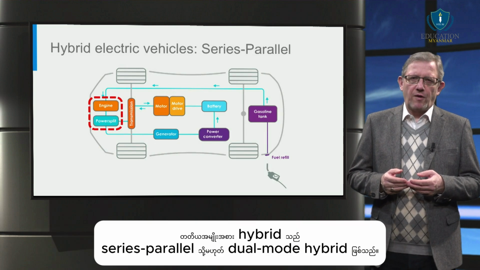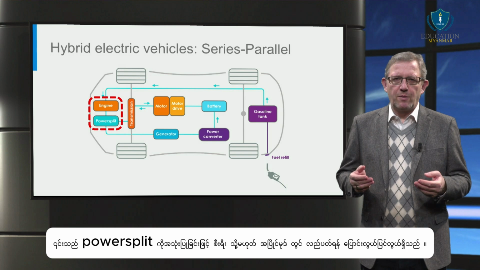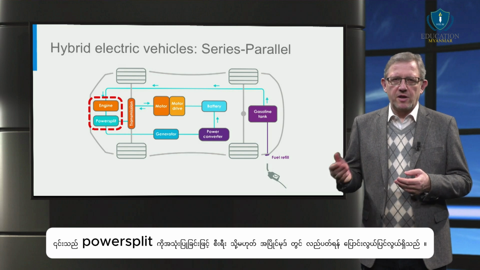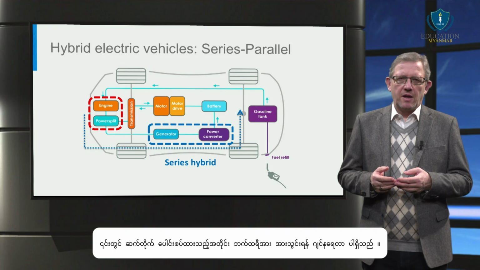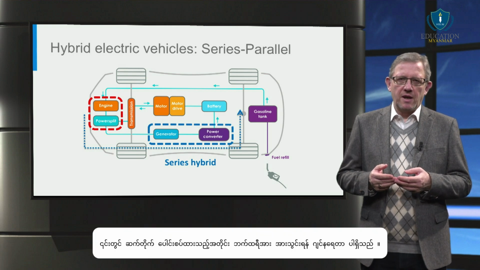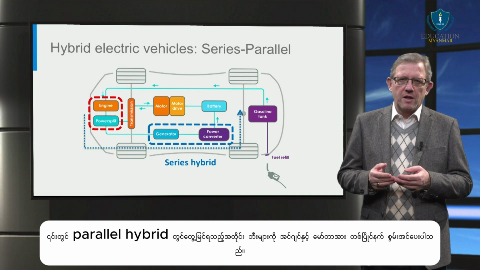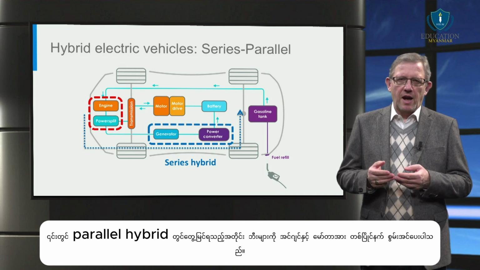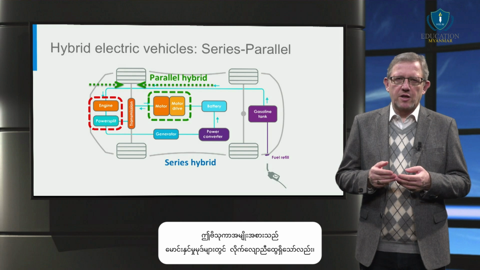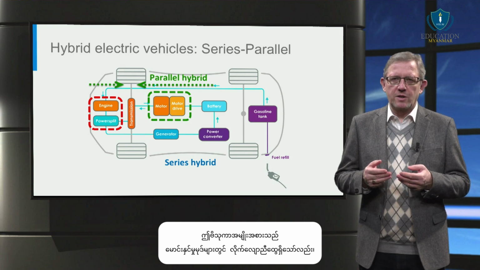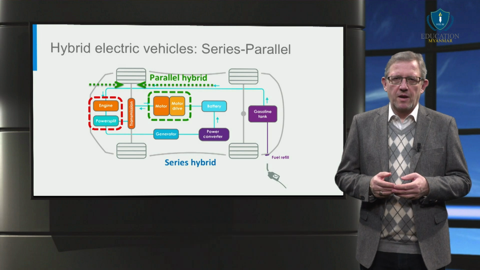The third type of hybrid is the series-parallel or dual-mode hybrid. This has the flexibility to operate in either series or parallel mode by using a power split. It has a generator to charge the battery, as seen in the series hybrid, and it also has an engine and motor simultaneously powering the wheels, as seen in the parallel hybrid. Although this type of architecture is more flexible in terms of driving modes, it is also more complex and, of course, costly.